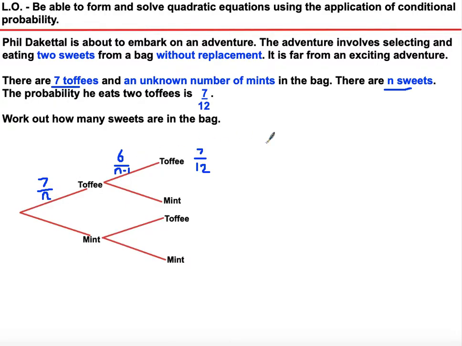Now what do we do when we've got a probability tree diagram? Yep, you guessed it. We times along the branches, because the song goes as follows: you times along the branches. Everything's gonna be okay. So remember that song. Now, we have toffee and then toffee, so we times along the branches: 7/n multiplied by 6/n-1, and we know that that is going to equal 7/12.